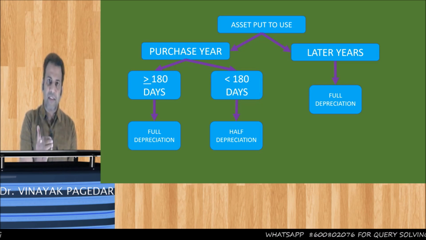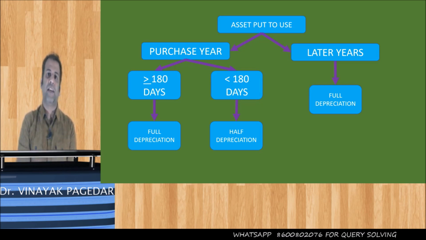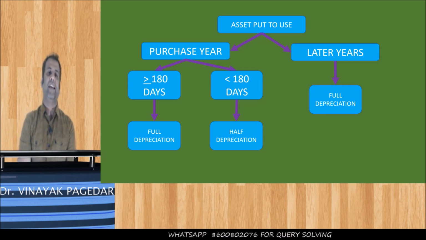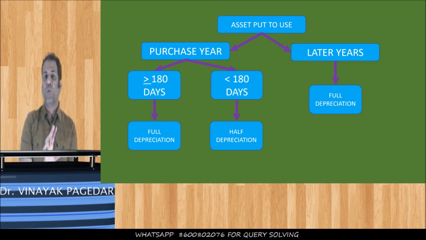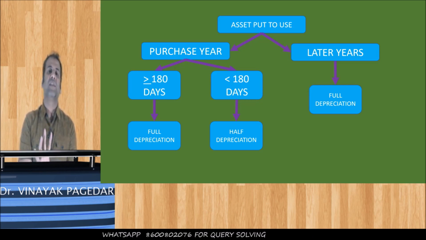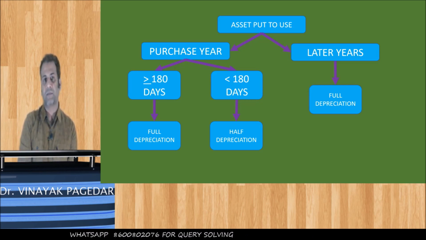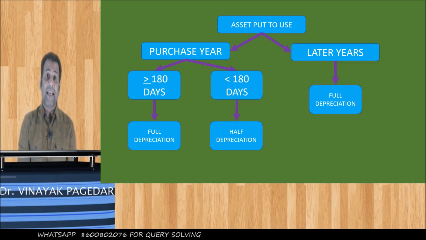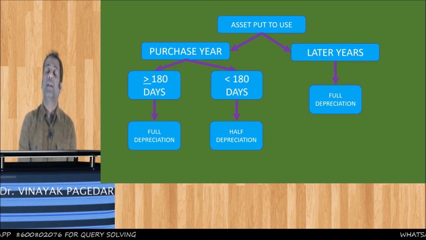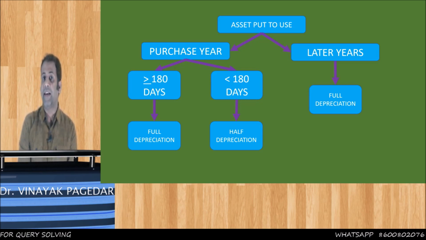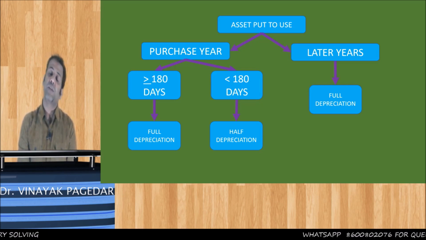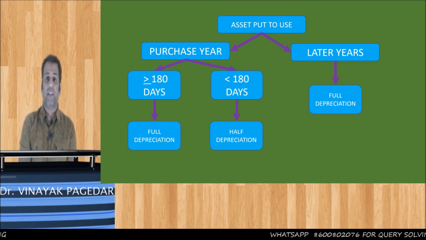But in the first year, that is the year of purchase, if you use the asset for less than 180 days, then you will get only half the normal depreciation. So use the asset for greater than or equal to 180 days in the first year, claim the full depreciation. If you use it for less than 180 days in such year, in that year you will get only half the depreciation.